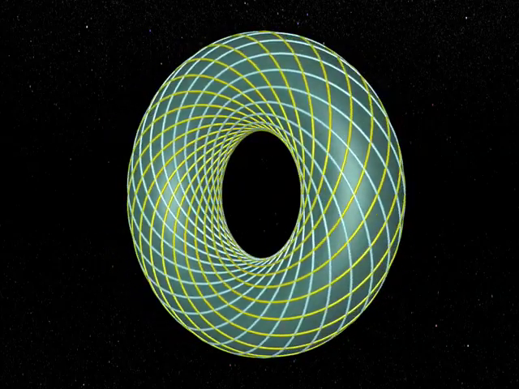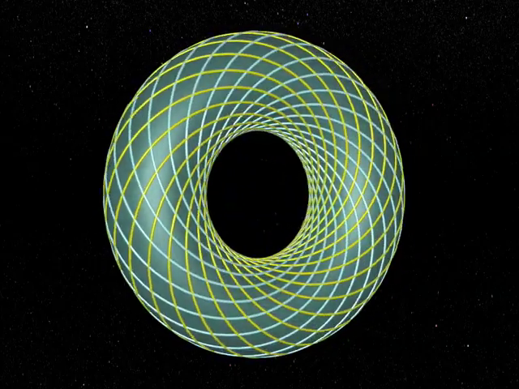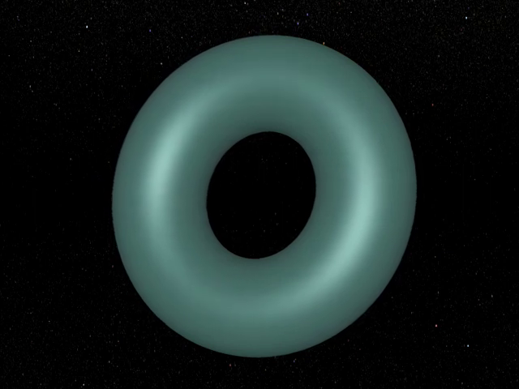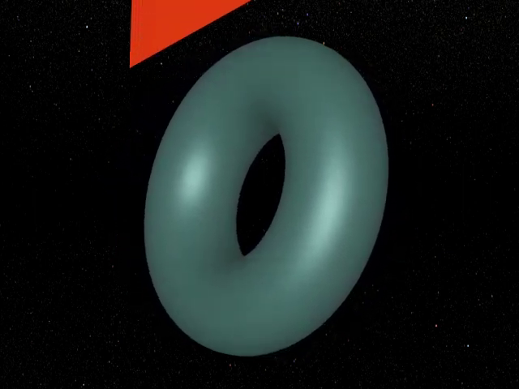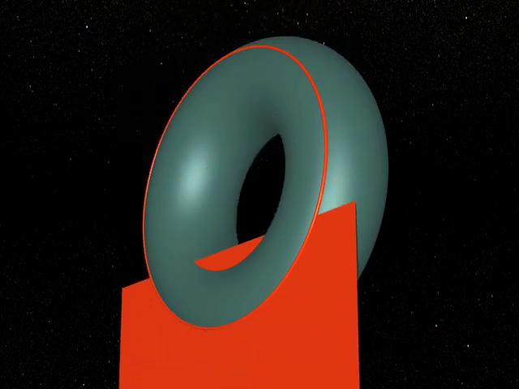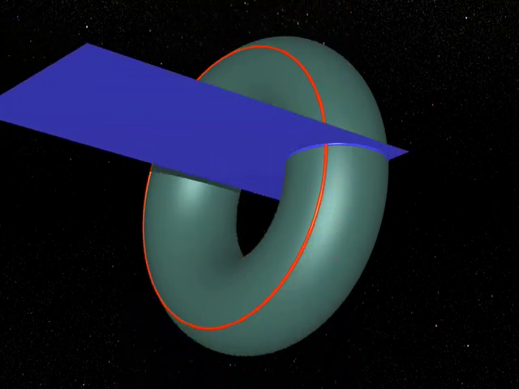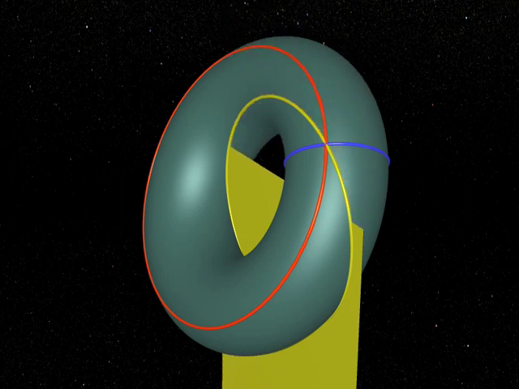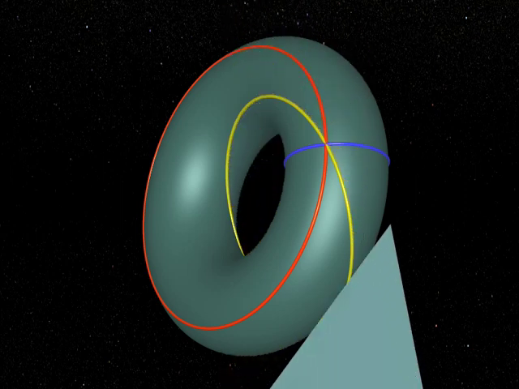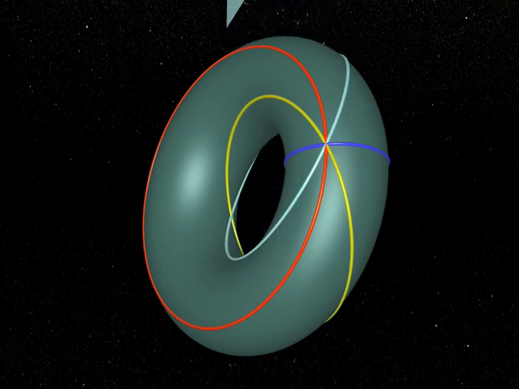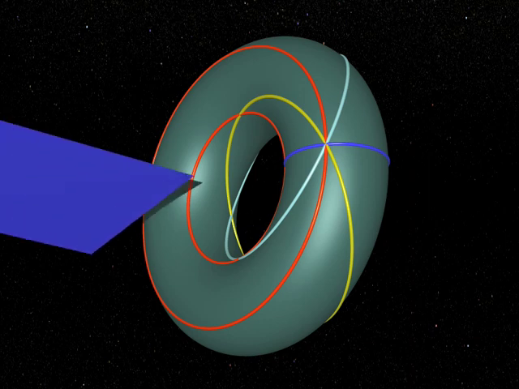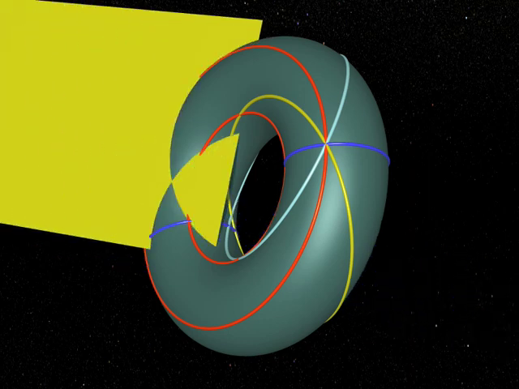You see, through each point on a torus of revolution, we can draw four circles obtained by suitable slices. One of these circles is a parallel, another is a meridian, then a first Villarceau circle, and a second one. And since one can do this at any point of the torus, we see that the torus is covered by four families of circles.